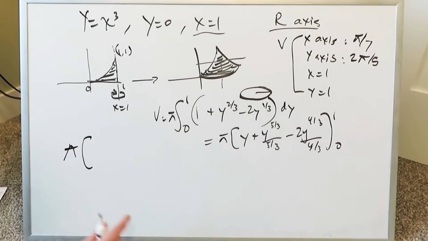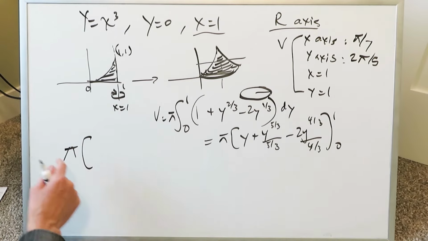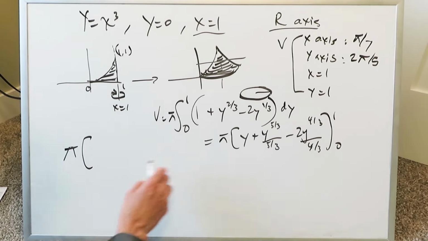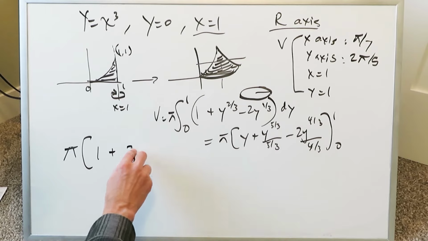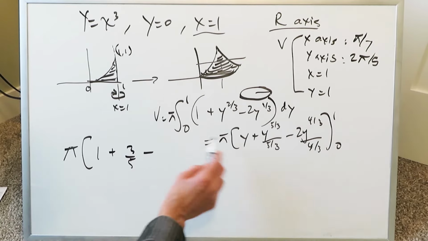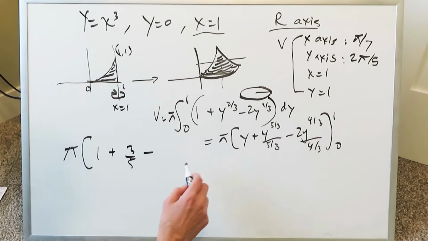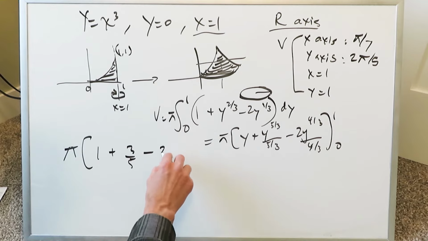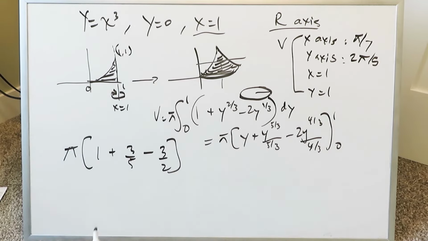You have a 1 coming in and a 0 coming in. 0 is meaningless. All of these denominators will flip around. You'll have a 1 over here plus 3 over 5 minus, well, 2 times 3 over 4 will be a 6 over 4, which is a 3 over 2. That's exactly what you're having. You can do this arithmetic on the side, and I'm pretty sure I'm not making a mistake here.